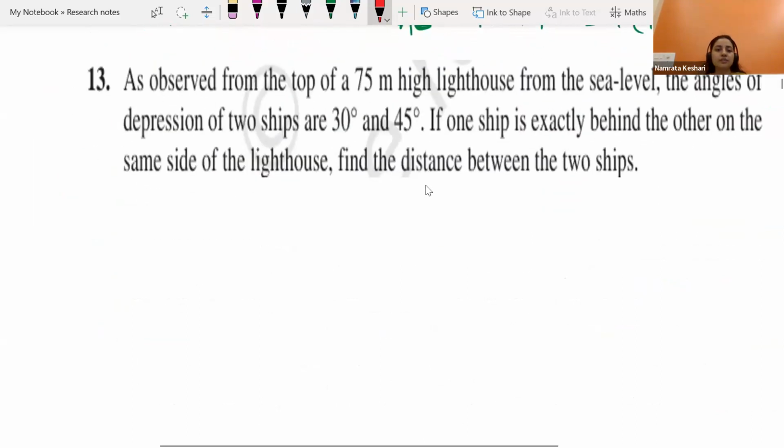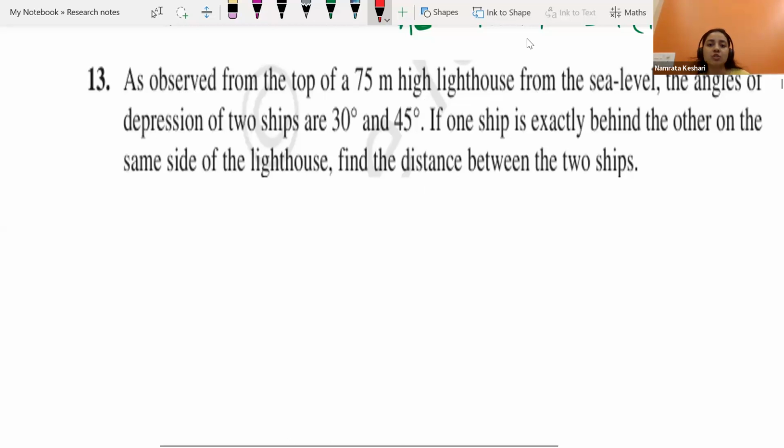Now let's do the next one as observed. We'll draw the figure together, and then I'll leave this question to you. Let's draw, because the main part is to construct the figure. If that is correct, then you will be able to solve it afterwards. It says: as observed from the top of a 75-meter high lighthouse.